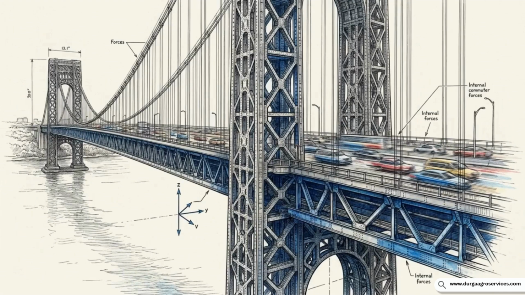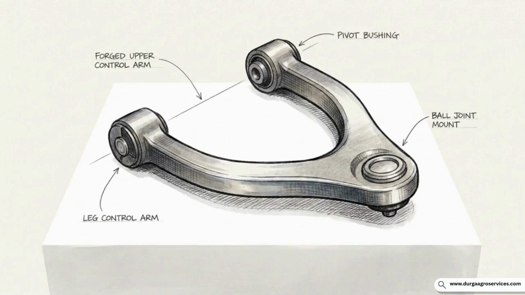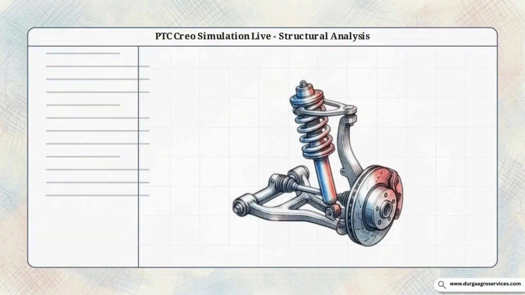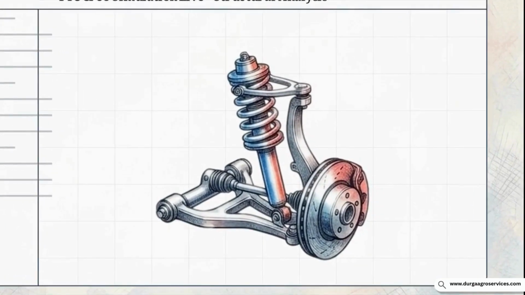Whether you are analyzing a bridge supporting heavy traffic or a circuit board radiating heat, this exact logical pipeline forms the foundation for every type of physics analysis inside Creo. Let's apply this pipeline to a specific case study, an isolated automotive suspension assembly. This visual shows a structural analysis in progress. We are evaluating how the suspension handles a sudden, extreme upward force from a wheel impact.